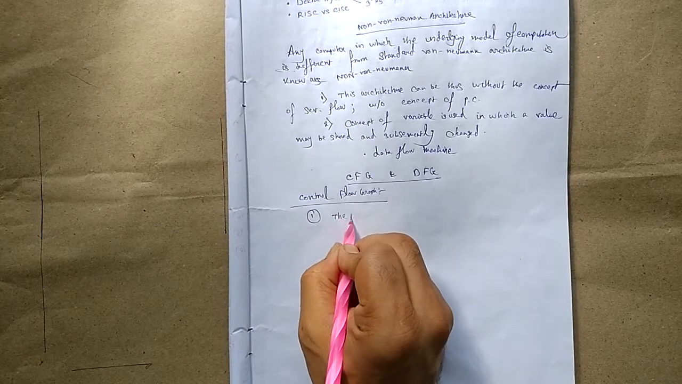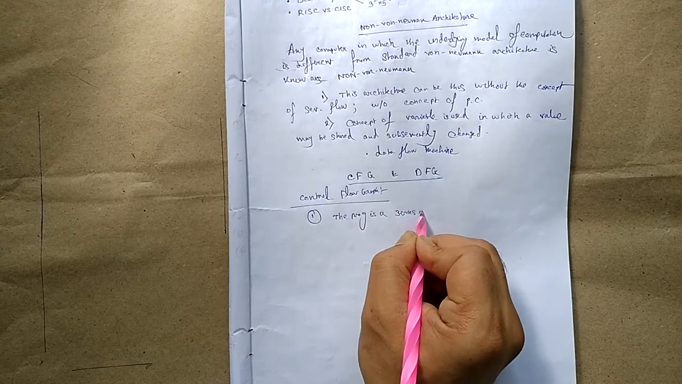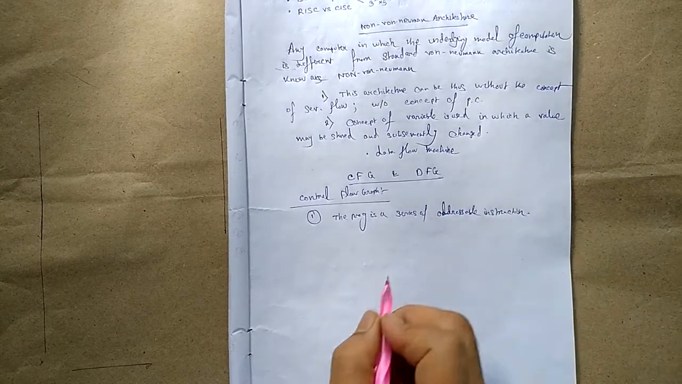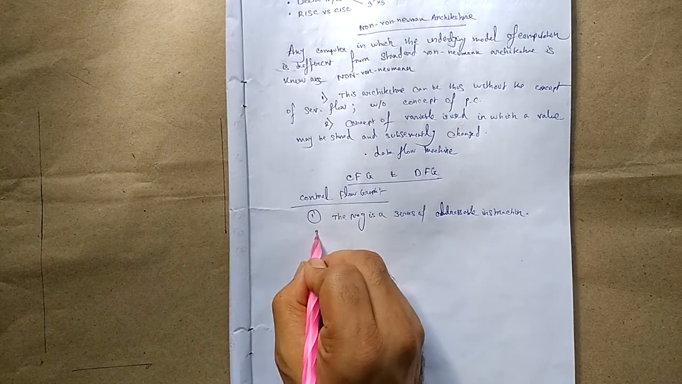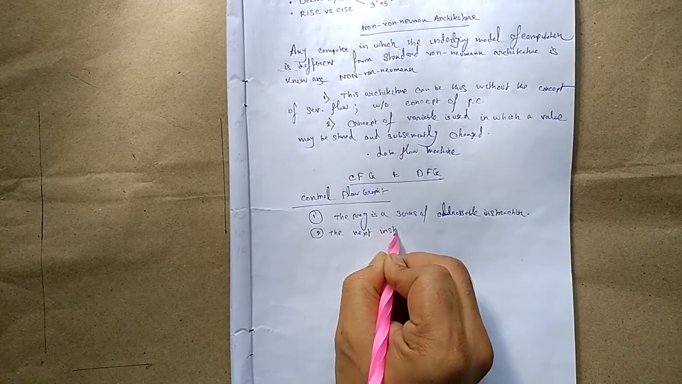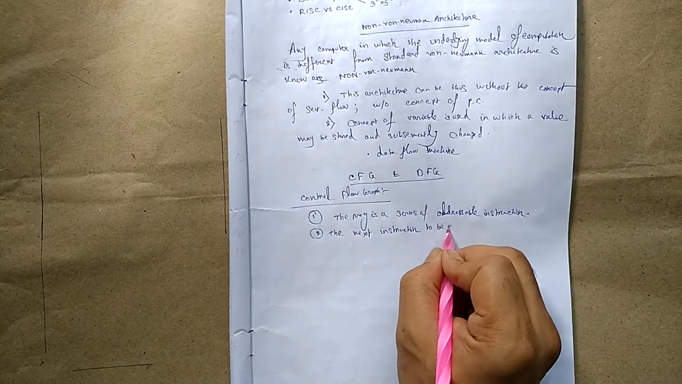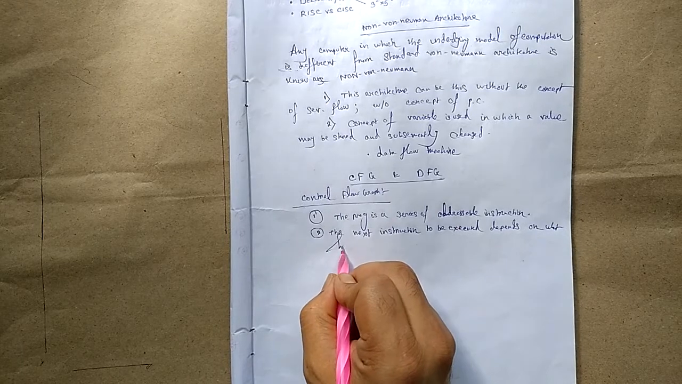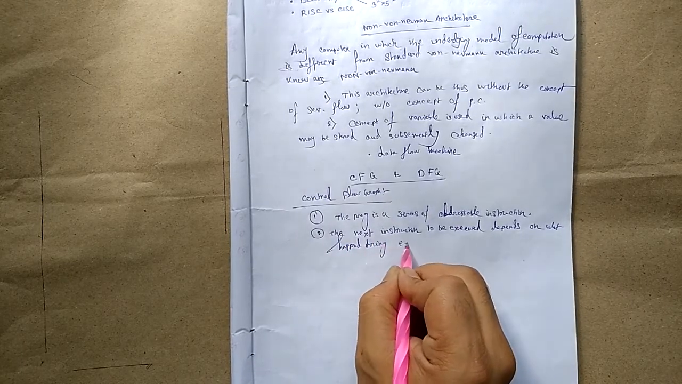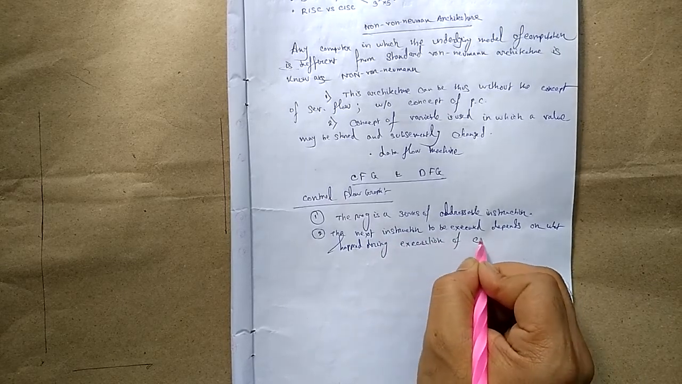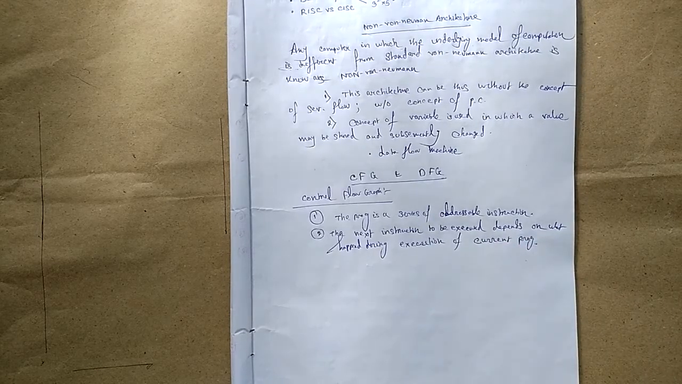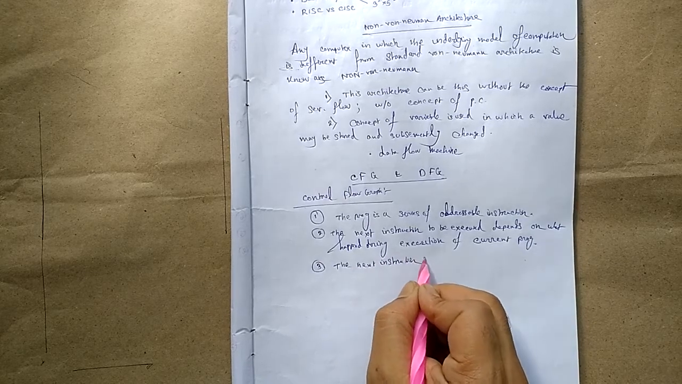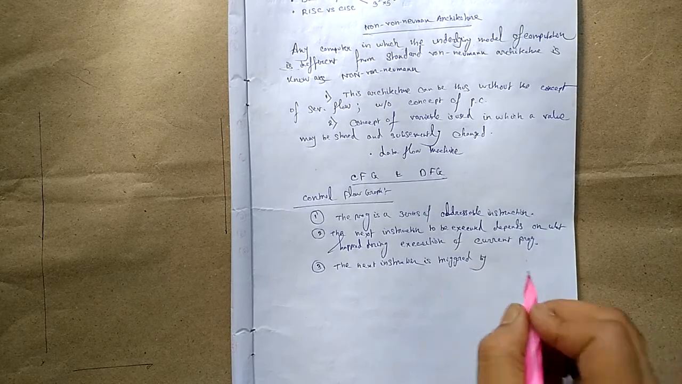We know that the program is a series of addressable instructions. The next instruction to be executed depends on what happened during execution of current program, and the next instruction is triggered by program counter.